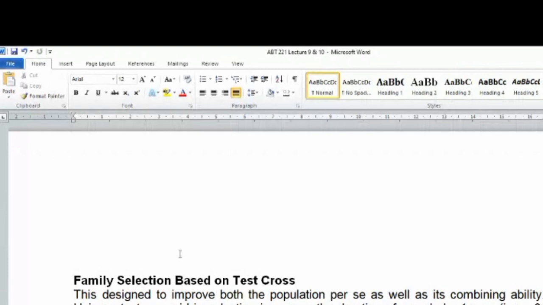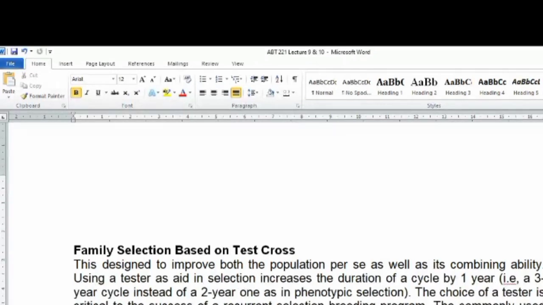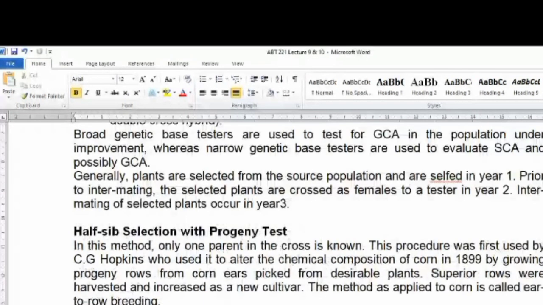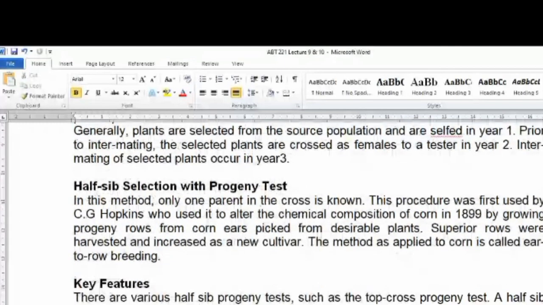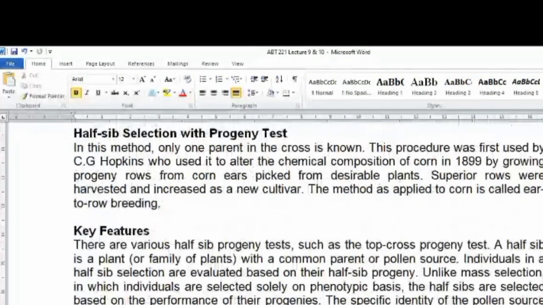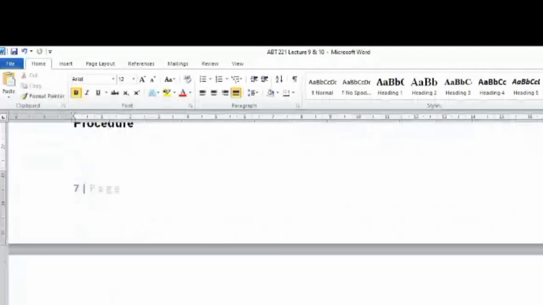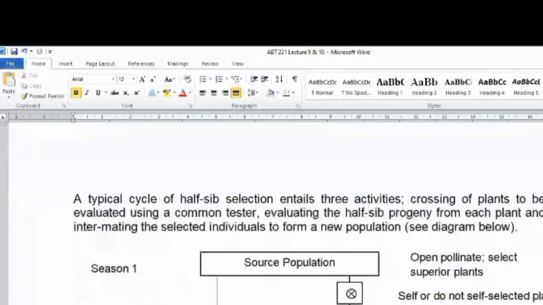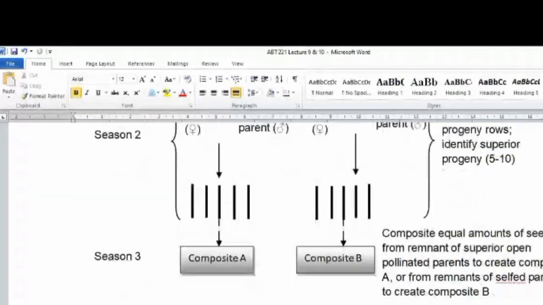Then we'll have family selections that are based on test cross, which we will be able to discuss. So we can do a half-sib selection with test cross or a half-sib selection without test cross. Those are the key things that will be coming out as we discuss these family selections.